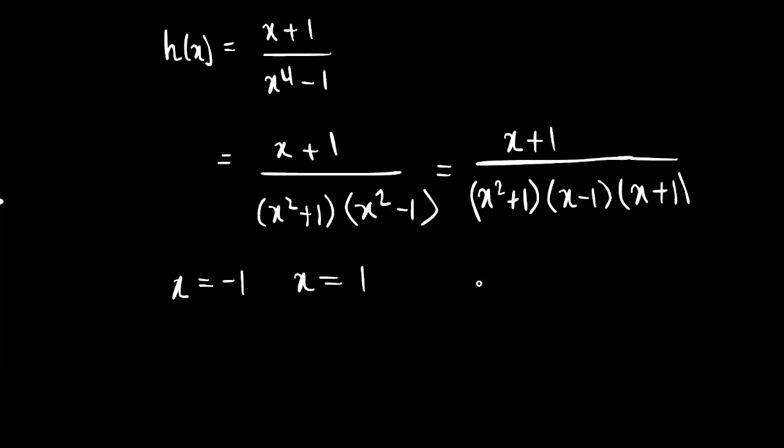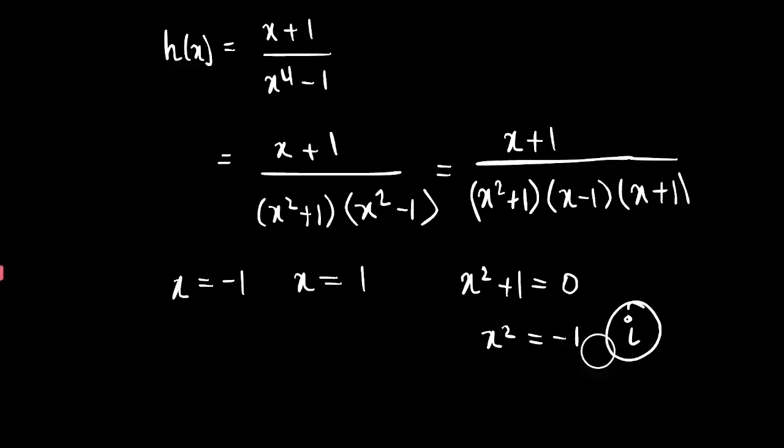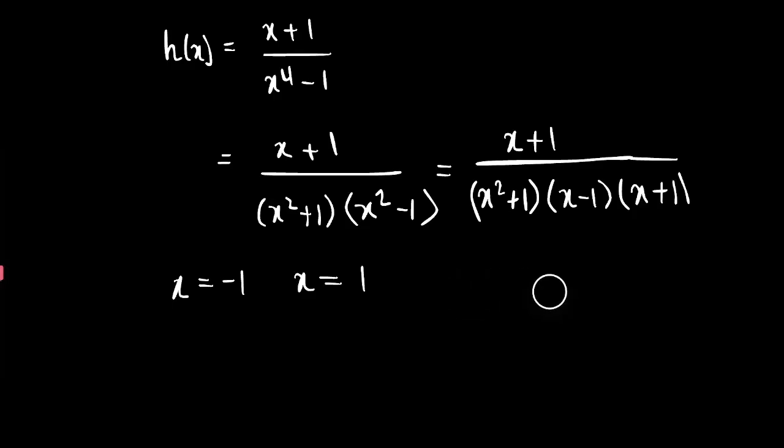And that's simply because if we set this expression of x squared plus 1 equal to 0, and we try to solve for x, we get x squared is equal to negative 1. And the square root of a negative number is going to give us an imaginary number. And that's not something that we're going to be dealing with here. So there's no discontinuities that we can really get from this x squared plus 1. So our two discontinuities are going to be when x equals negative 1 and x equals positive 1.